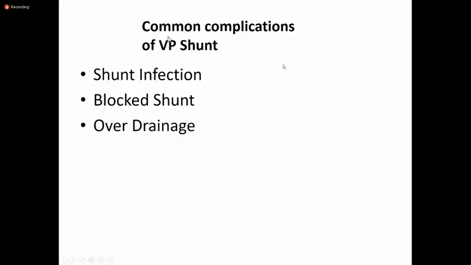What are the common complications of VP shunt? These are the very common complications of VP shunt. There are other complications as well, but the common complications are shunt infection, blocked VP shunt, and overdrainage. Sometimes what happens, if you put the ventricular catheter into the ventricular system, there is overdrainage of the ventricles. And what happens? Subdural hematoma develops. I will show you this picture on the next slide. So these are the common complications of the VP shunt.